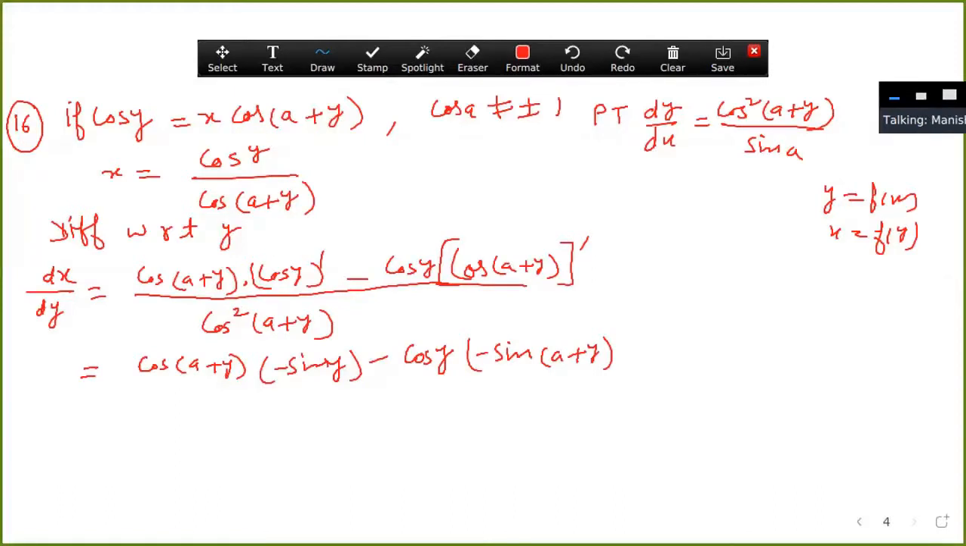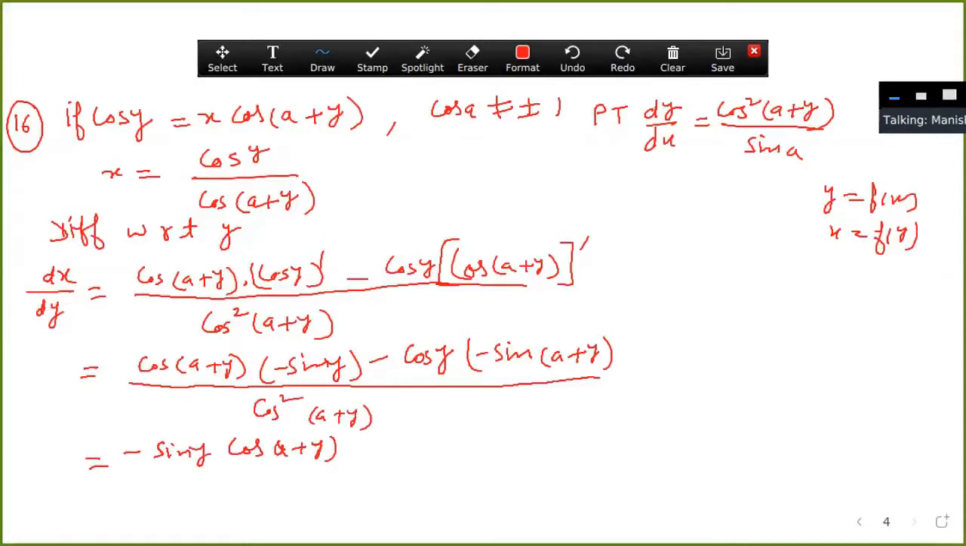Now this becomes upon cos square (a + y). Now here, if you write this question with signs, let's just write down minus sin y cos(a + y), minus and minus plus, cos y sin(a + y).